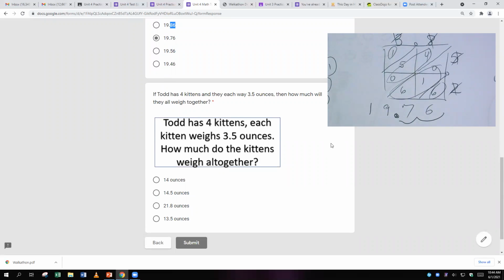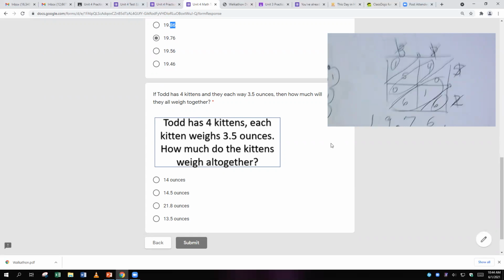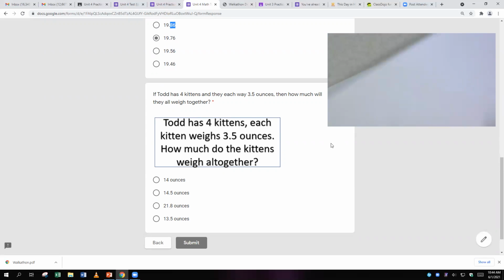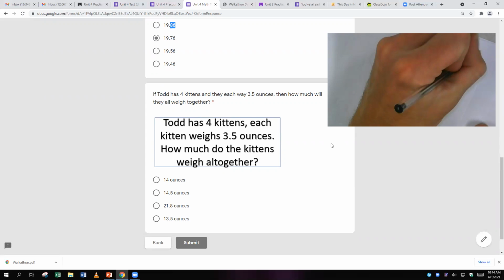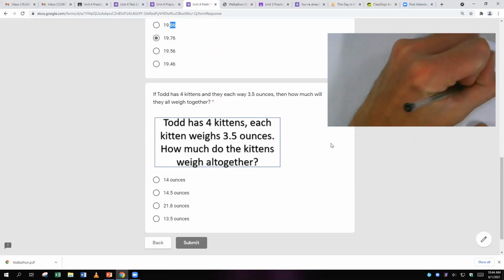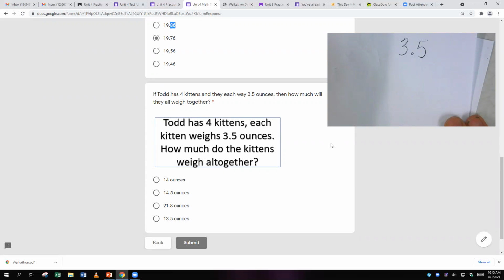And then Todd has 4 kittens. They each weigh 3.5 ounces. How much will they weigh together? So I'm going to take my 3.5 and multiply it by 4. And I'll use traditional method on this one for my traditional fans.